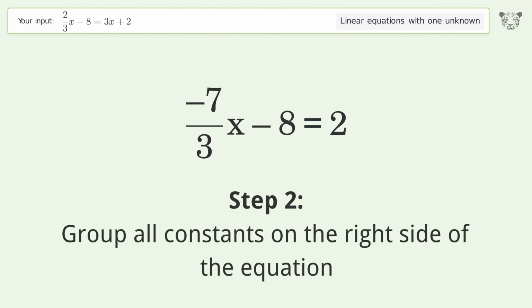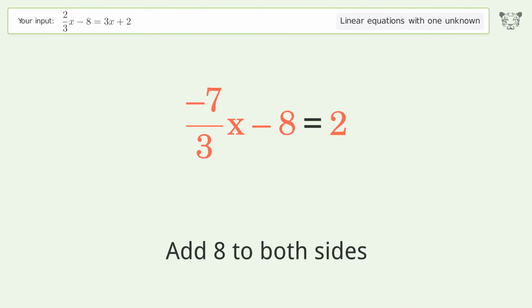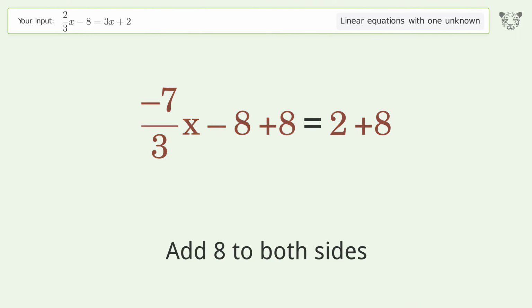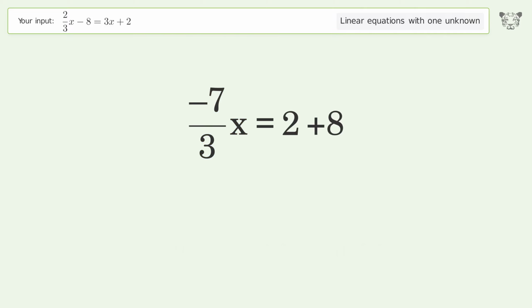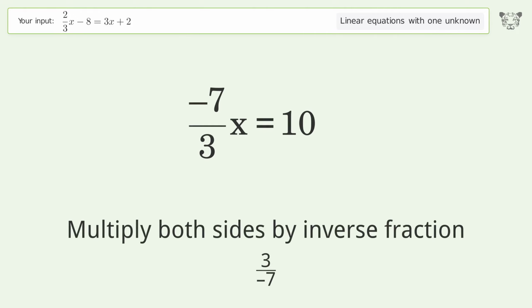Group all constants on the right side of the equation. Add 8 to both sides. Simplify the arithmetic. Isolate the m. Multiply both sides by inverse fraction 3/-7.